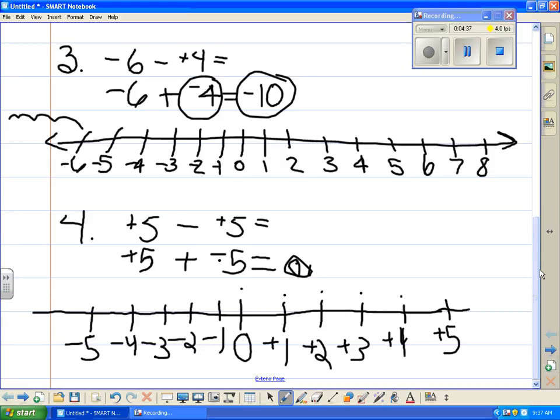Positive 5 minus positive 5 equals. I rewrite the problem: positive 5, the first number always stays the same. It becomes an addition problem. The second number becomes the opposite, so it was positive 5, now it becomes negative 5. I go to my number line. I start on positive 5. This is a negative number, so I go to the left. If it's negative, I go to the left. I go 1, 2, 3, 4, 5. My answer is 0. And there we go.